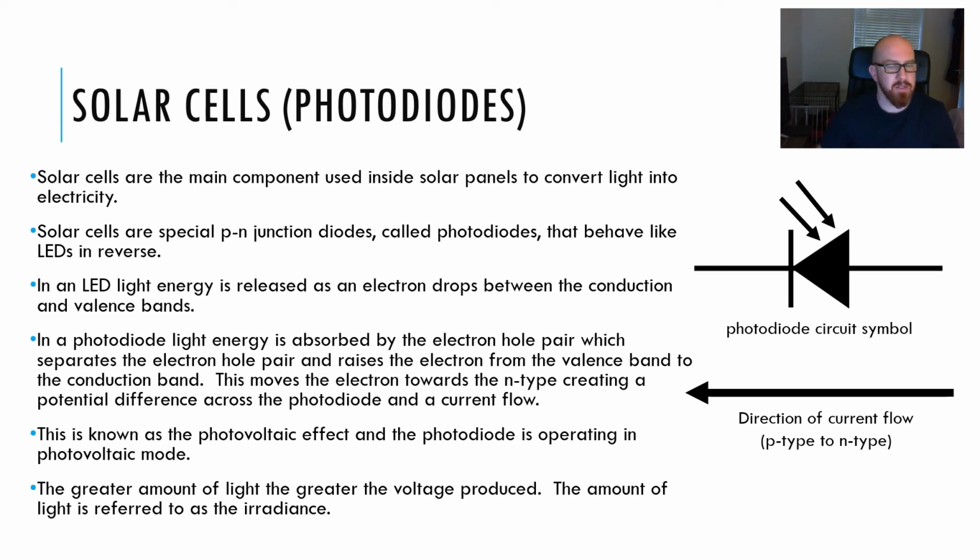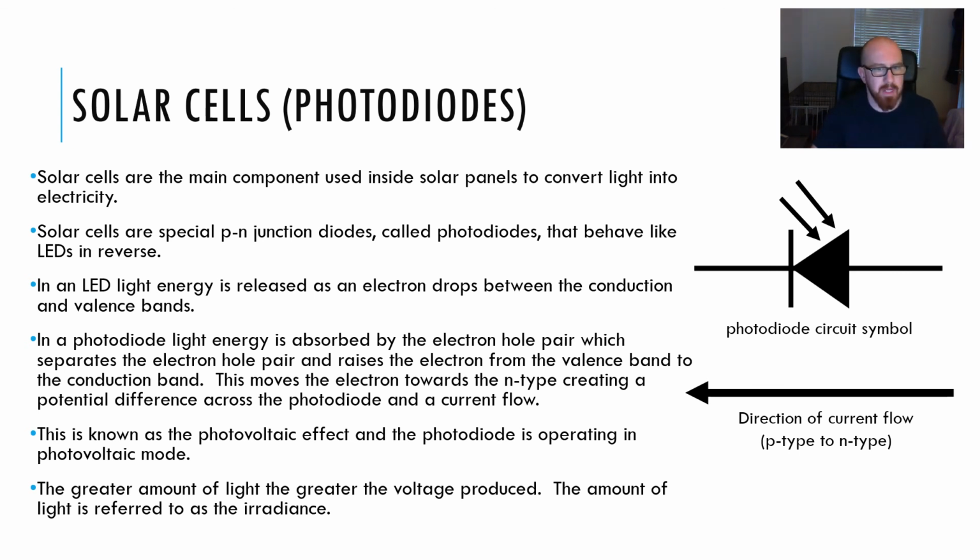In an LED, light energy is released as the electron drops between the conduction and valence bands. So just in the last slide, you've got conduction to valence band, and the energy is released. And what we have here in a photodiode is that electron hole pair, and they've been given enough energy by the light to separate. And if you separate the electron hole pair, you allow these free electrons to go one direction and the holes to go in the other. Positive charge carriers one way, negative charge carriers the other way, and it creates a current flow, creates a potential difference.